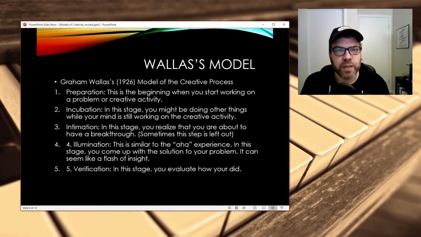Is it truly incubating that whole time? I'm not sure. So anyways, this was the model that was very prominent for many years.